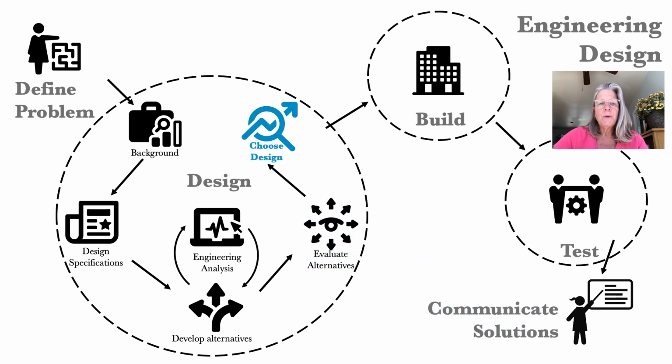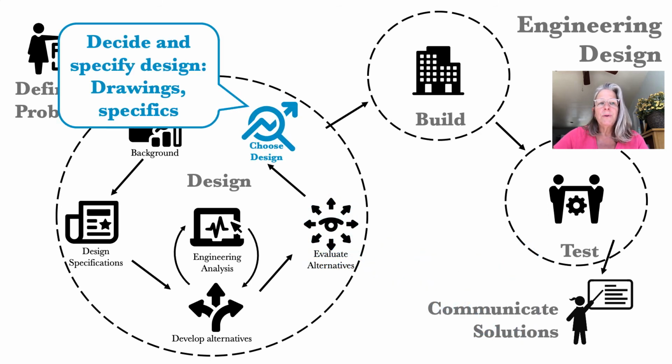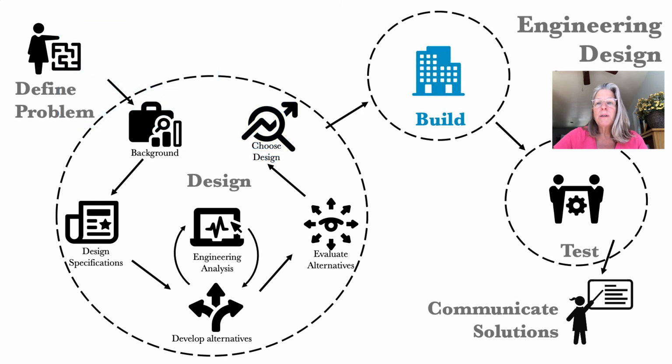And then the next thing we'll do is actually choose a design. This means we need to decide and then specify what the design is. We're going to create drawings and put together specifics related to the design. Once we do that, we can move to the next step, which is the build process.